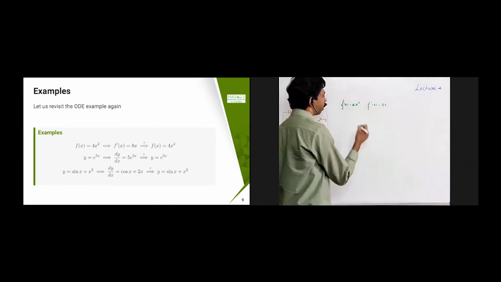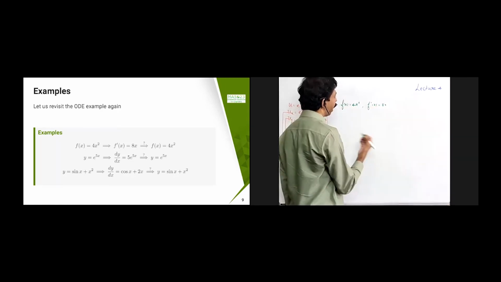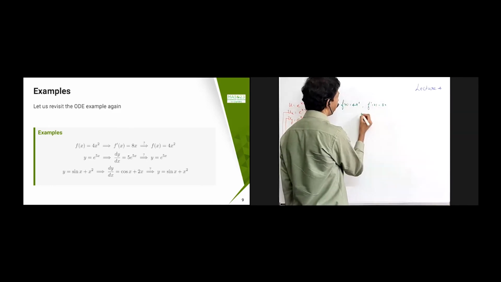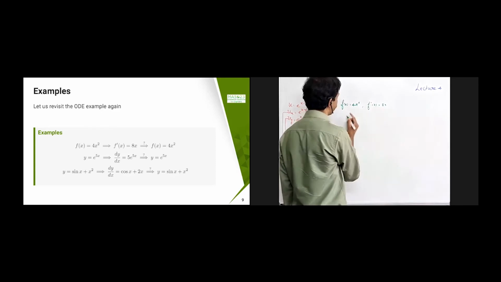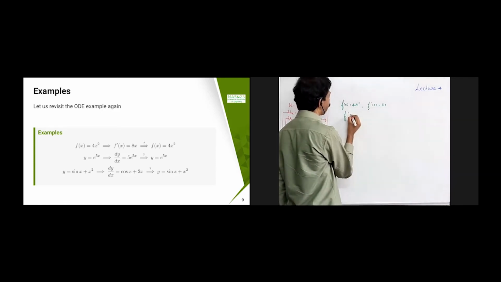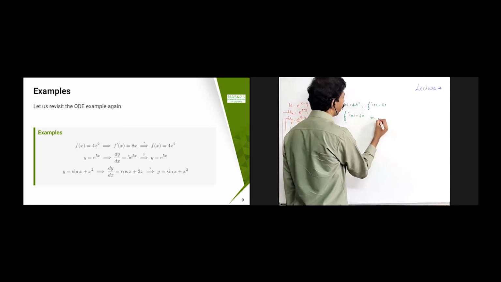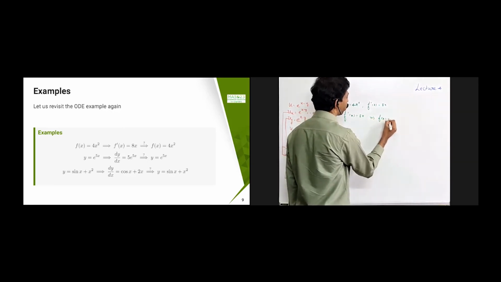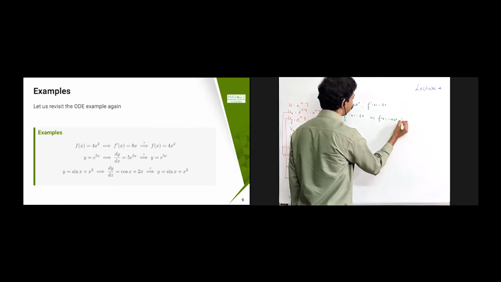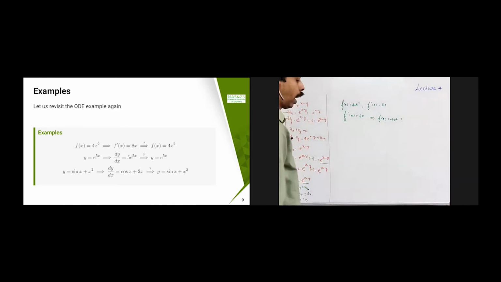Now the question is that suppose f dash of x is given. So f of x equal to 4x square means f dash of x is equal to 8x. Now suppose f dash of x is given as 8x. Then can you guarantee that f of x is always going to be 4x square? Can we guarantee this one?